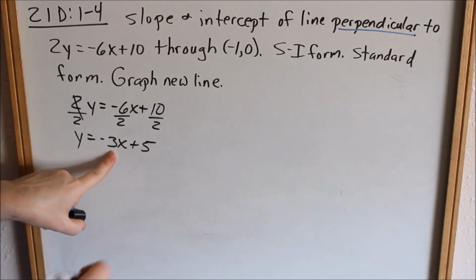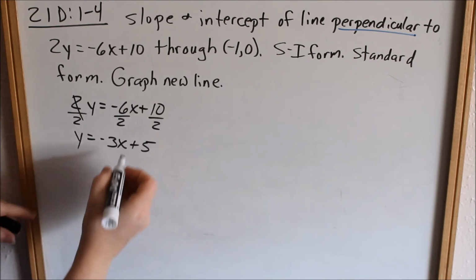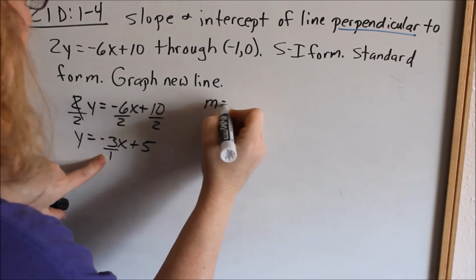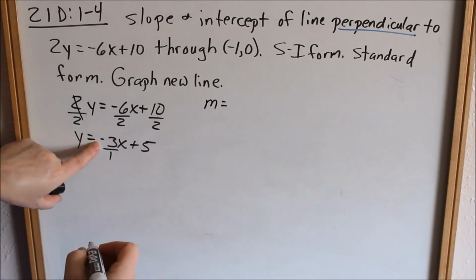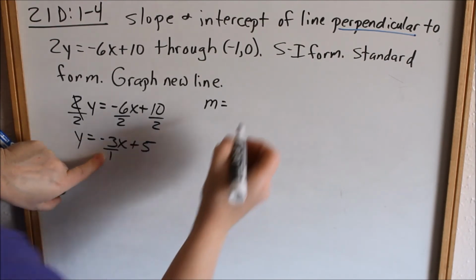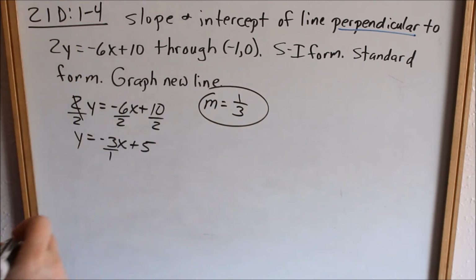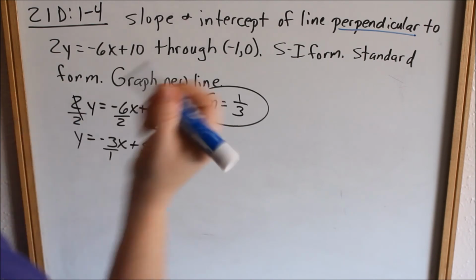I want to be perpendicular to negative 3. So I can turn this into a fraction by putting it over 1. If I want to be perpendicular to that, I have to have the opposite sign, which would be a positive, and then the reciprocal of 3 over 1 is 1 over 3. So that would be my slope of my perpendicular line. Now I can find my y-intercept.